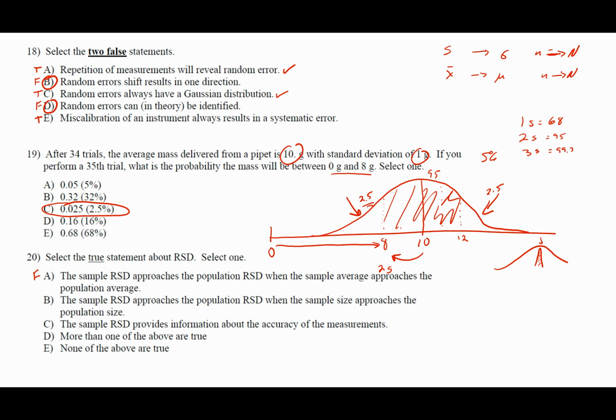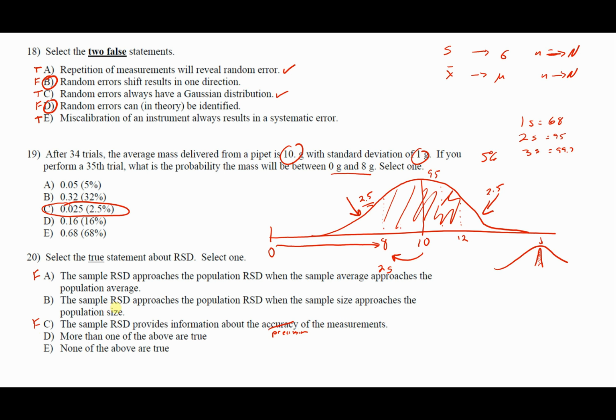Let's just skip B for a second and move on to C. RSD provides information about accuracy of the measurement. No, RSD provides information on the precision, not the accuracy, right? That would be percent error.